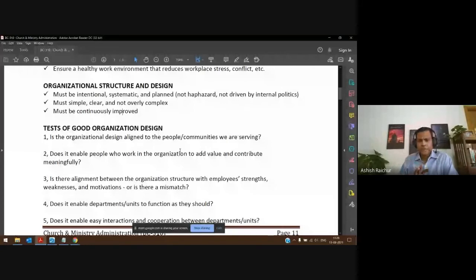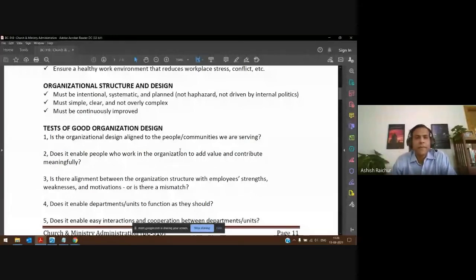So basically you need to have your organization design and structure, and what you're doing, the kind of activities, aligned to the people you are serving. Right? There shouldn't be a mismatch. Then you'll be wasting a lot of time and effort. So that's one basic question.